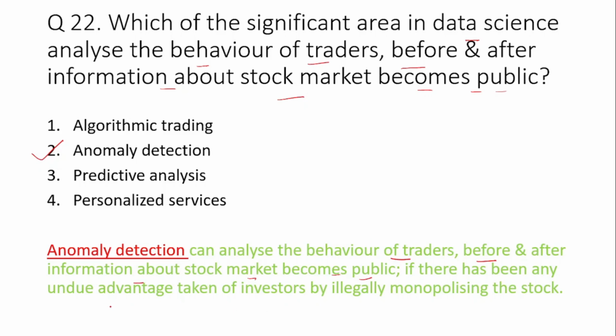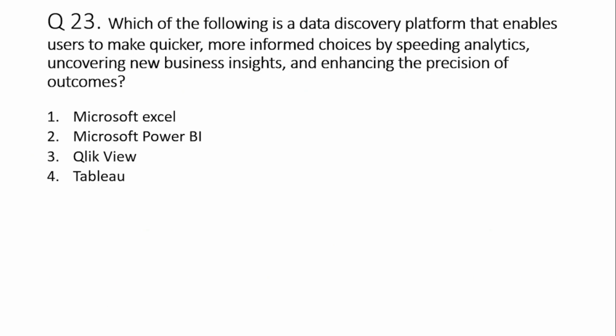If there has been any undue advantage taken of investors by illegally monopolizing the stock, so the correct option should be option number 2. Question number 23.